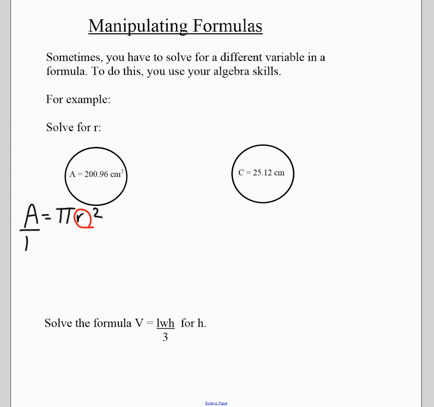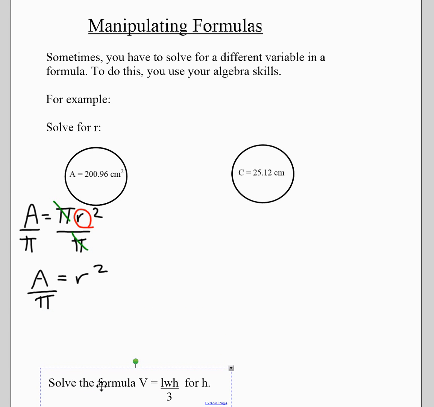If we divide this side by pi and this side by pi, what happens over here is these pi's are going to cancel out. And we'll now be left with area divided by pi equals the radius squared. Then, that still isn't solving for r. It's solving for r squared. So now you have to ask yourself, how do I get rid of squaring something? Well, you get rid of squaring something by square rooting, and whatever I do to one side, I do to the other side. So the formula will actually be the square root of area divided by pi will be the radius.